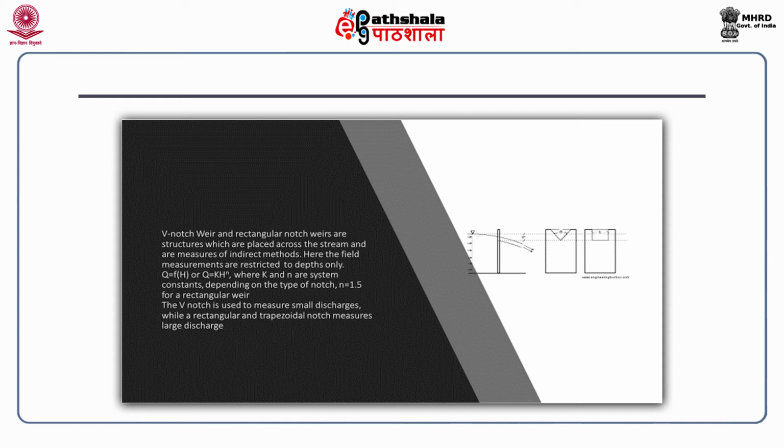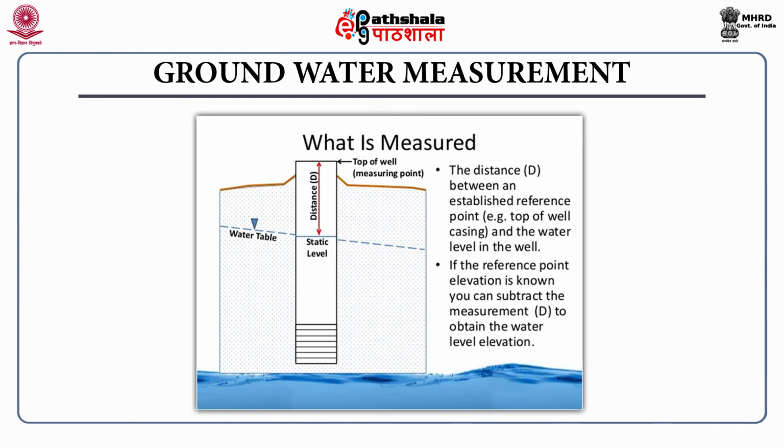So once we have taken a look at this, we realize that measuring direct discharge from a stream or indirect discharge is something which will give us the actual flow which is happening in case of an open channel. So it could be a canal or it could be a river. Now here we are looking at groundwater measurement.